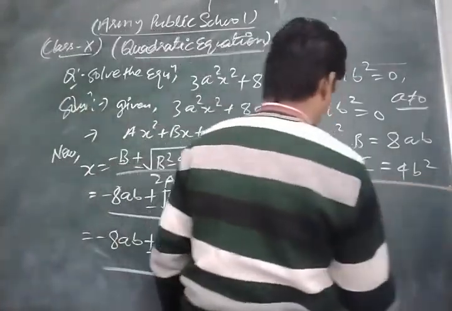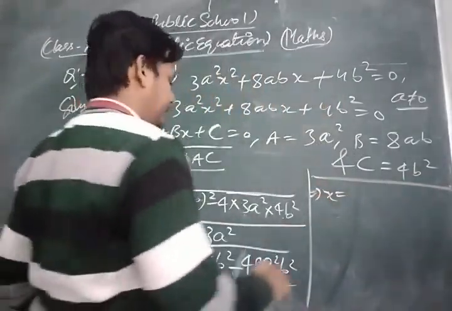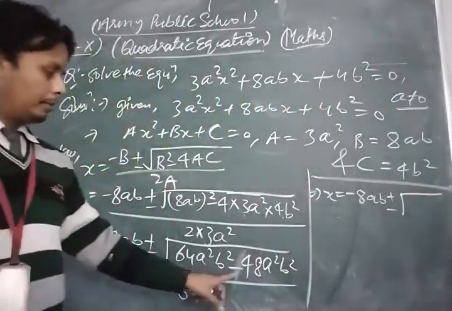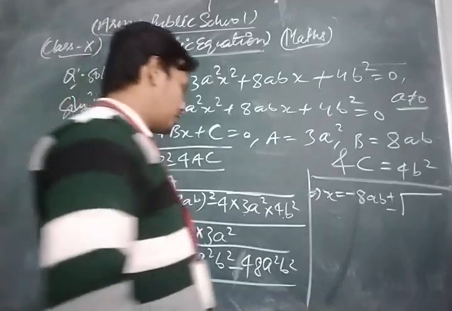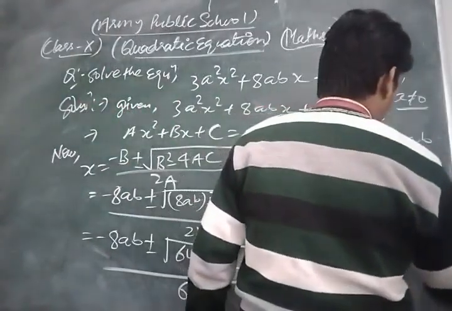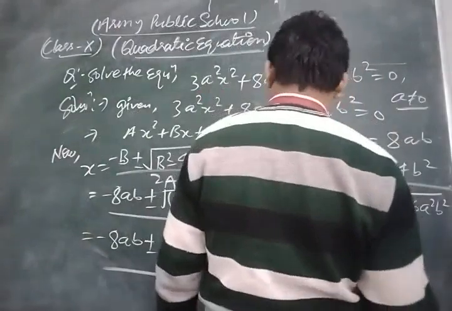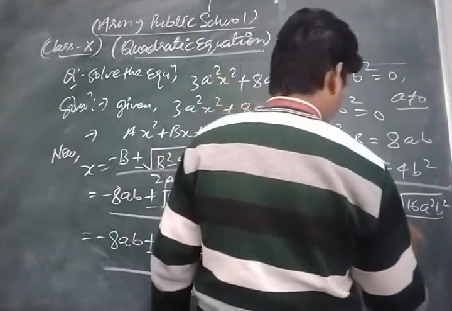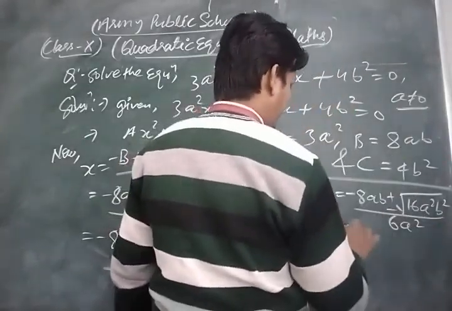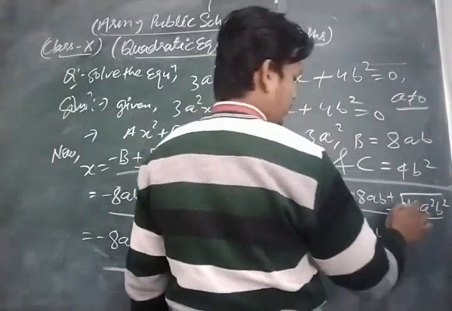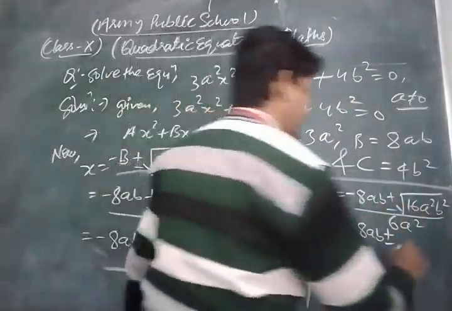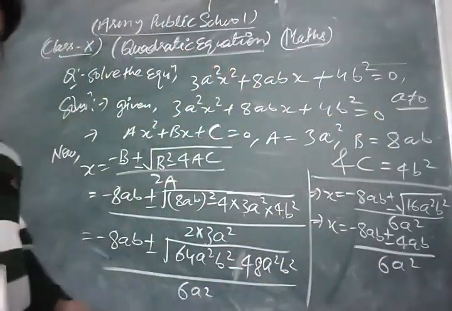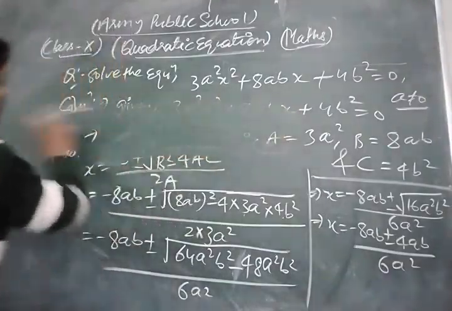Now look here, x is equal to minus 8ab as it is, plus minus under root 64 minus 48, that is 16 a square b square is left, upon 6a square. Now minus 8ab plus minus the square root of 16 a square b square, which is 4ab, upon 6a square. So in this way we simplify them. Now one time we take plus and one time we take minus.